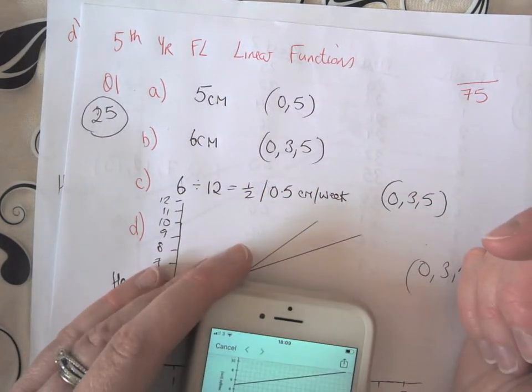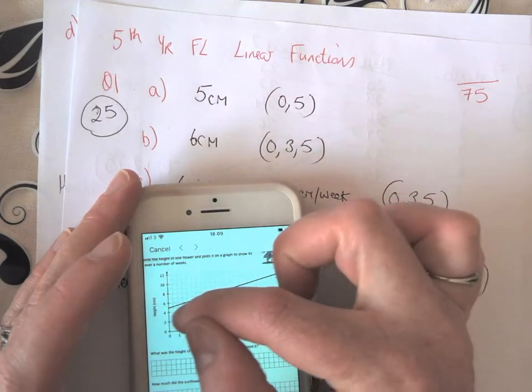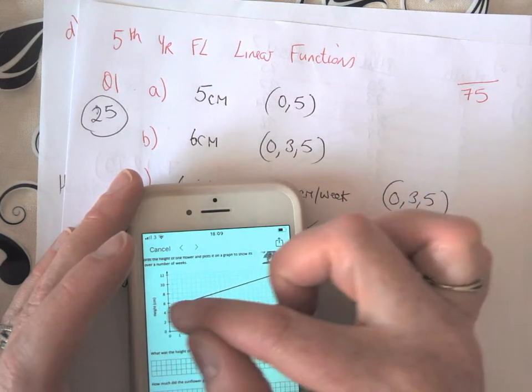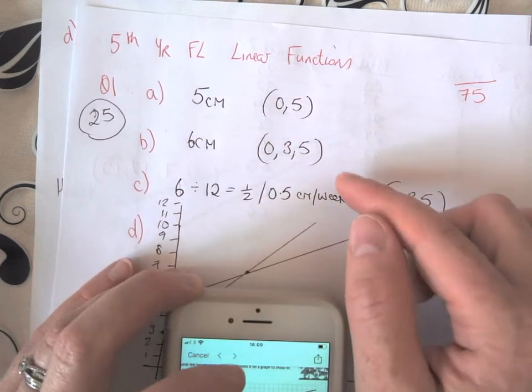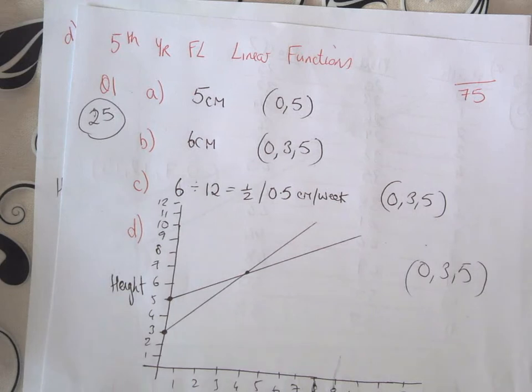Okay. And what is the weekly rate of growth of the sunflower? So this is your rise over run. If you just draw a big triangle there, your height is 6, your run is 12, so 6 over 12 gives you a half, or 0.5, so 0.5 centimeters per week.